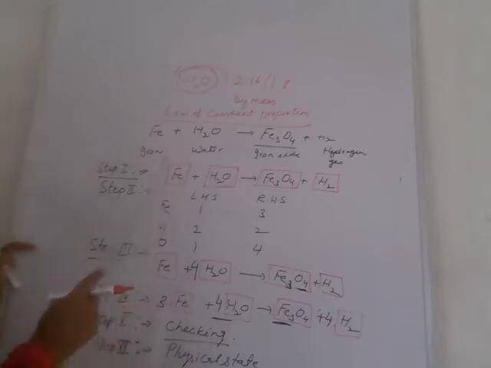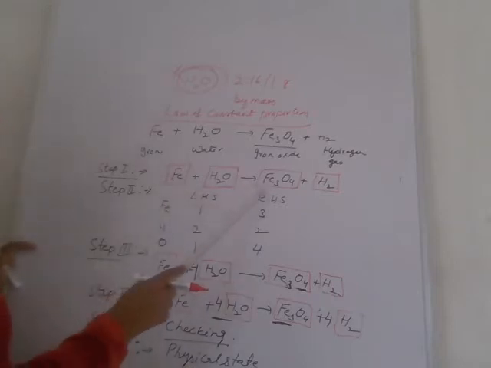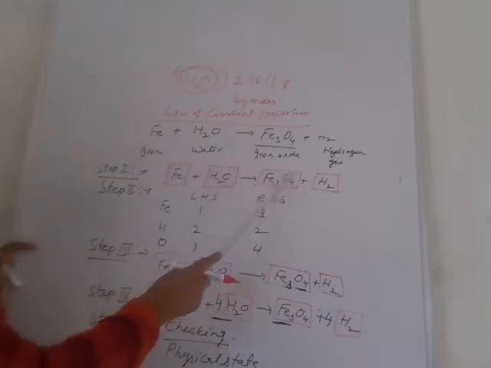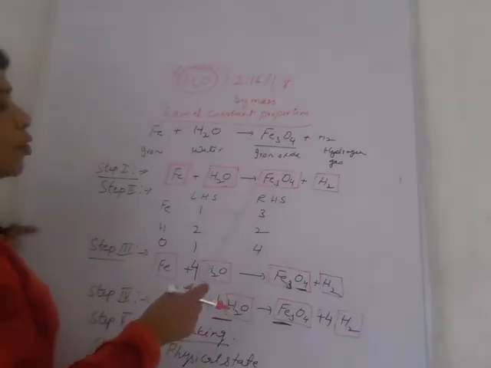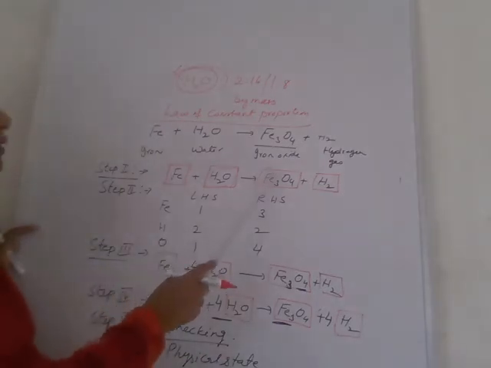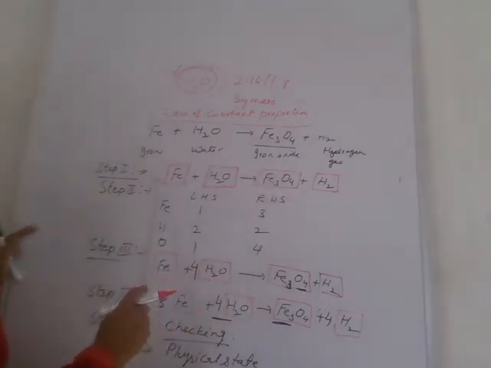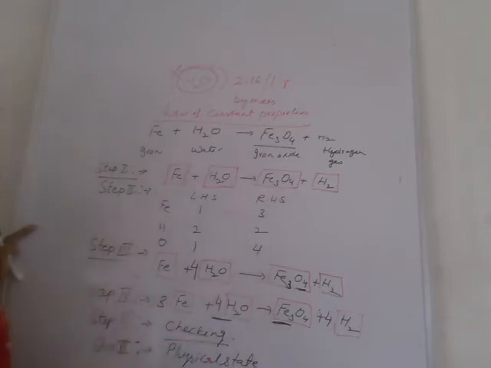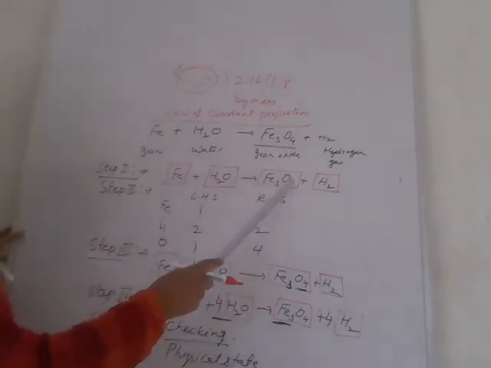So the number of atoms of iron on the left hand side is 1, on the right hand side is 3, whereas hydrogen is 2 on the left hand side and 2 on the right hand side, but oxygen is 1 on the left hand side and 4 on the right hand side. So in the next step, we will find an element or compound which has the maximum number of atoms. It can be on the left hand side or right hand side. Out of iron, water, iron oxide and hydrogen, iron oxide has 4 oxygen atoms. So we will start balancing from oxygen.